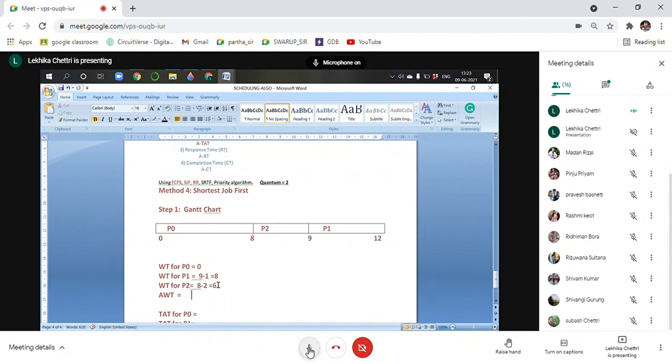14 by 3. It should not be 11. 14 by 3 should come near about 4.5, 4.6. Ma'am, 4.6. Yes, it should be correct. I have not calculated this, I just made the question now. So it should be something like 4.5. It will not be 11.